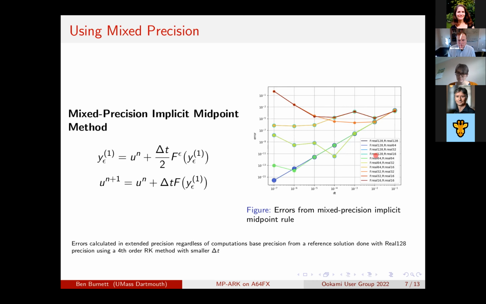Sorry, I'll back up a little bit. So when I say F, that's our high target precision that this explicit update stage is performed in. And the R is the reduced precision that the implicit kernel is done in. And this was done in Fortran, so it uses Fortran naming convention for its data types.